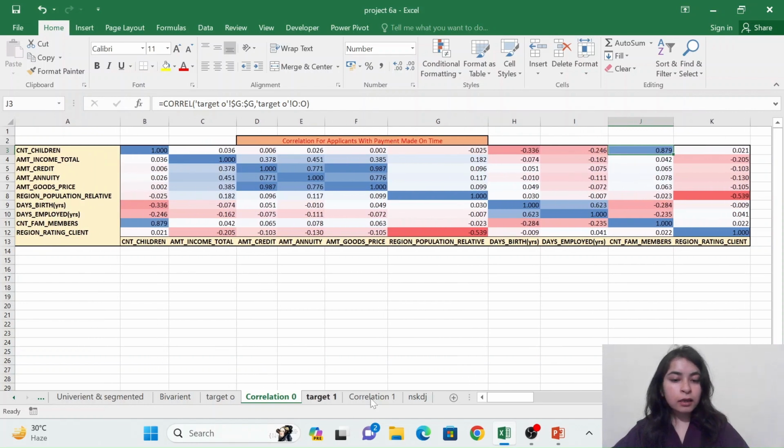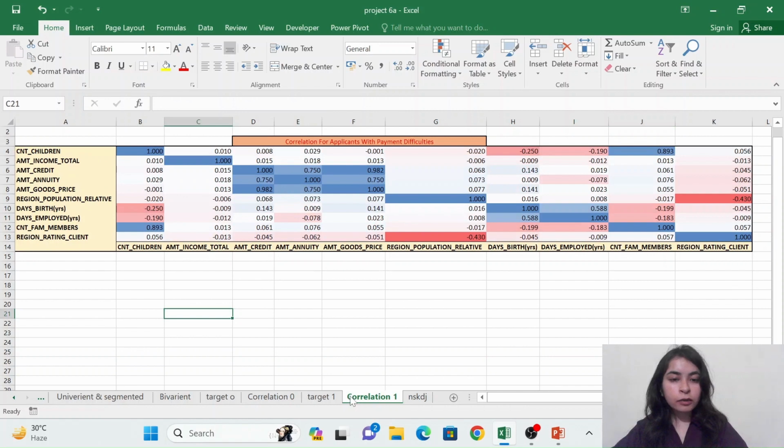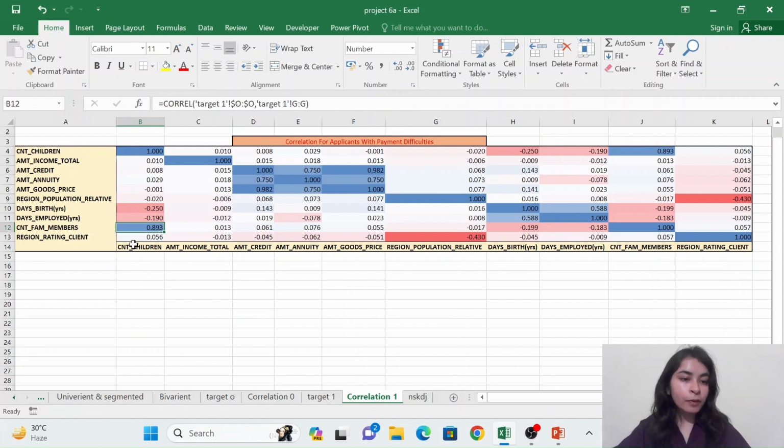Okay. And if we talk about target 1, we can say that the highest correlation was between the count of family member and count of children again, and the next up was amount annuity and amount of goods price, again the same way. Any other? Count of children, count of family, same. So here I cannot find any useful information though.